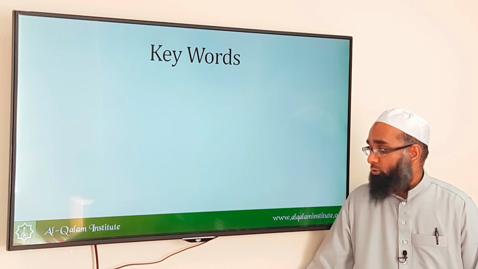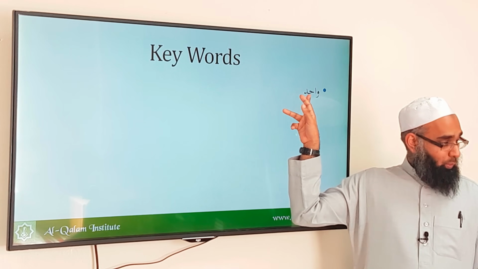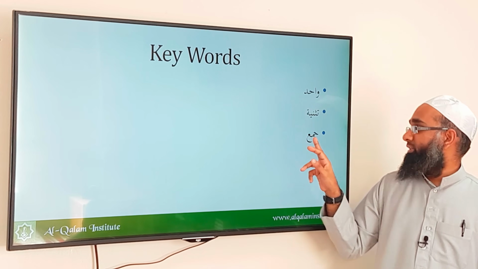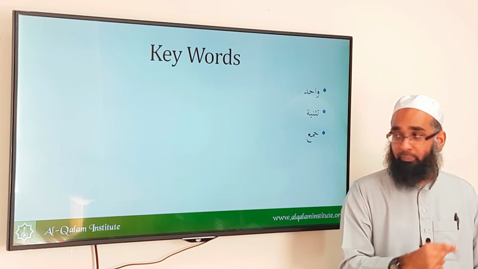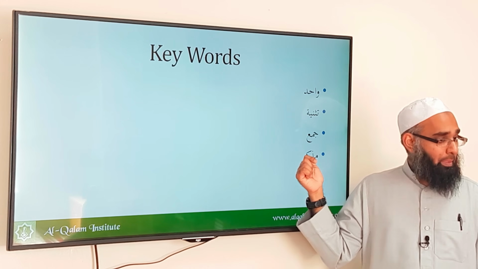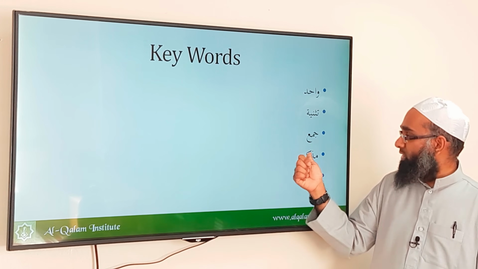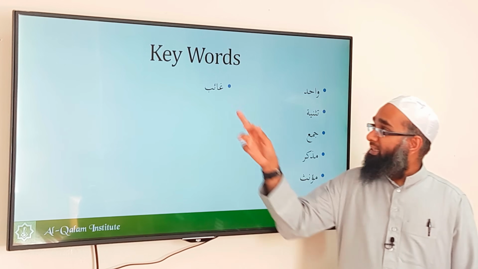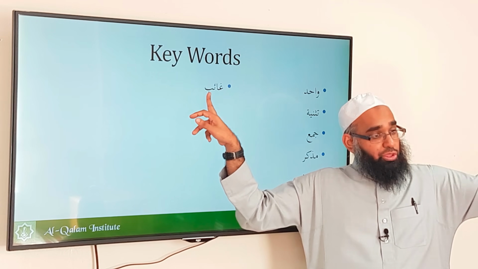Right? So the key words we have to learn here: wahid. What does wahid mean? One. Then dual is tathniya, and plural is jama'. This is how you describe the number, whether it's one, two, or three, of who you're talking about. Then you have mudhakkar for masculine, and mu'annath for feminine. Then ghaib is what? Absent, which means third person.